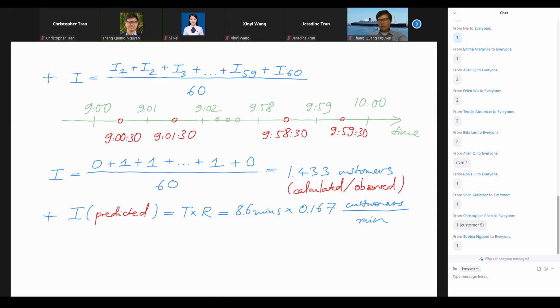We only have 8.6 times 0.167 customers, right? So you know what? The 0.167 here is a rounded number. If I just give it as is, 0.16666 all the way, okay? Then here is the answer: 1.433. That's a predicted value by Little's law. And the two values are kind of exactly the same. Okay, one is predicted, one is manually calculated.